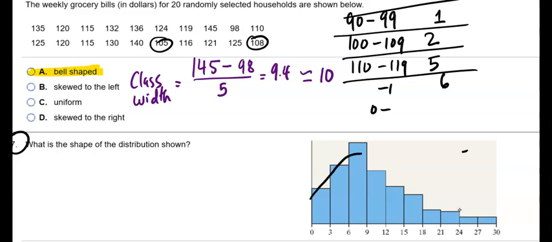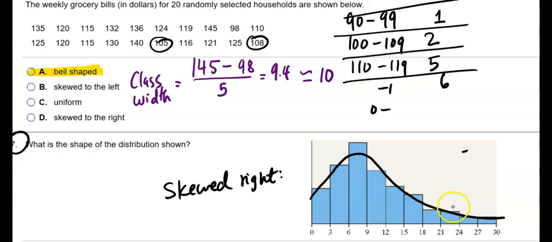So the graph looks like this. If you graph it, it looks like this. So this distribution is skewed right. In a skewed right distribution, smaller data values are more in number than bigger data values. Okay, that's correct.